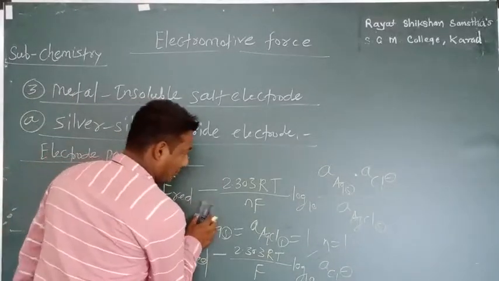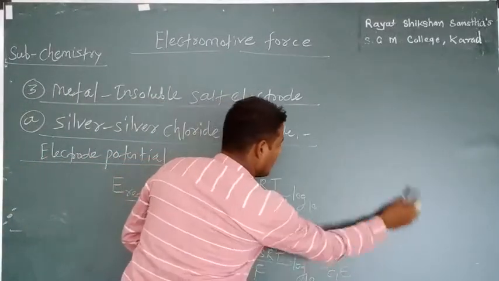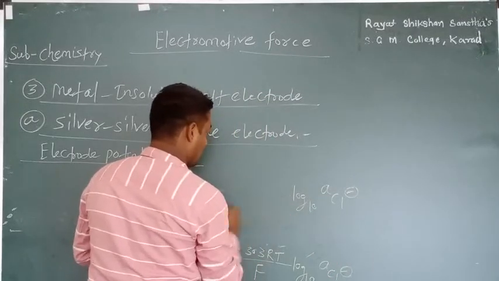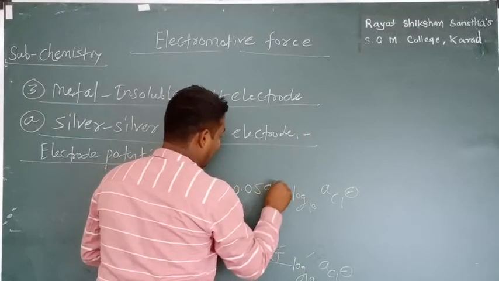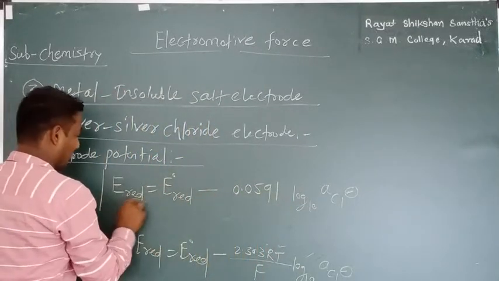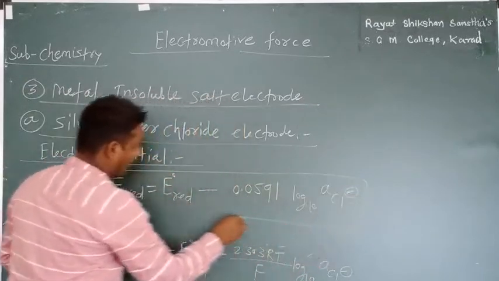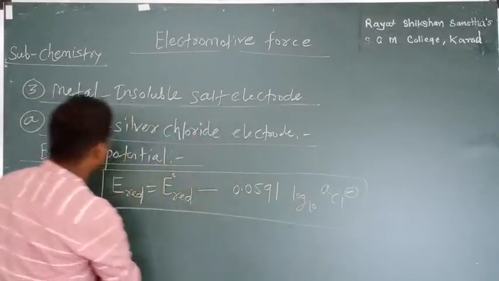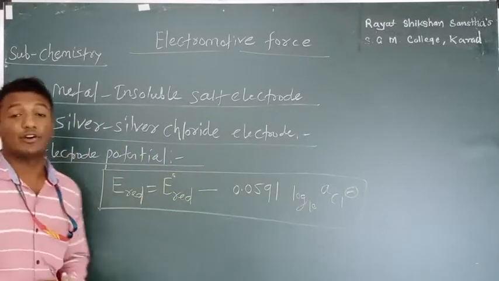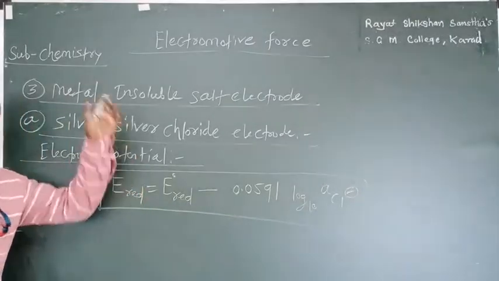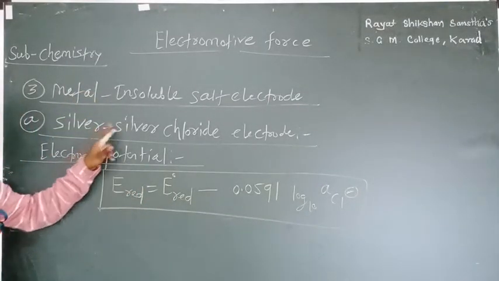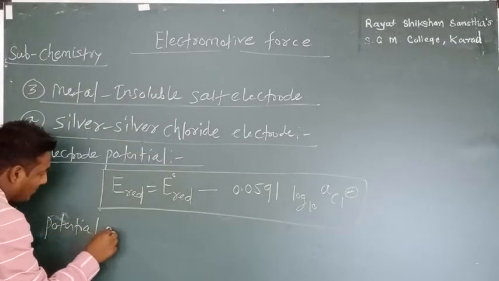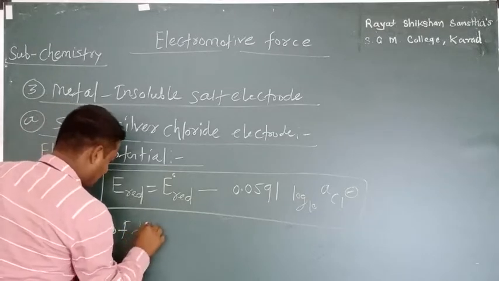After this, we can write down the activity of Cl minus and 0.059. This is the final equation for electrode potential of silver chloride electrode. By using this equation, we can determine the electrode potential of silver chloride electrode. And finally, we can write down potential of this electrode.